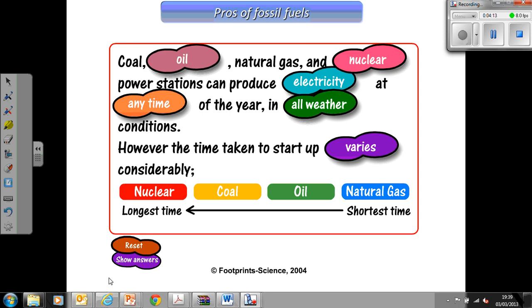One of the positives of using fossil fuels is that we can use them to generate electricity at any time of the year in all weather conditions. However, sometimes it takes quite a while to set up these power stations.